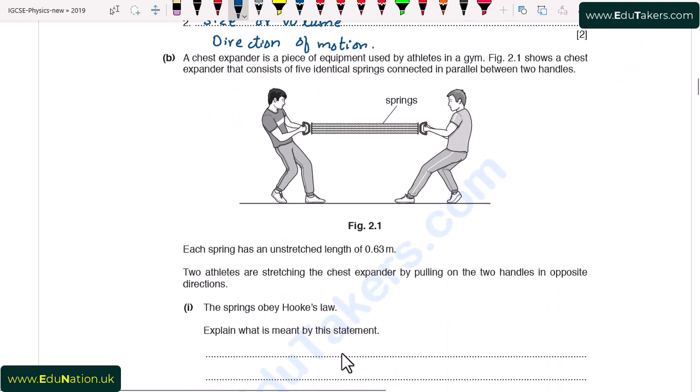Part B. A chest expander is a piece of equipment used by athletes in a gym. Figure 2.1 shows a chest expander that consists of 5 identical springs connected in parallel between two handles. So here is figure 2.1 and we can see that there are 5 springs parallel to each other. Each spring has an unstretched length of 0.63 meter. So here is the original length, that is 0.63 meter.